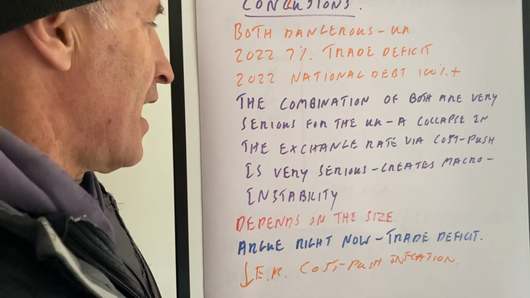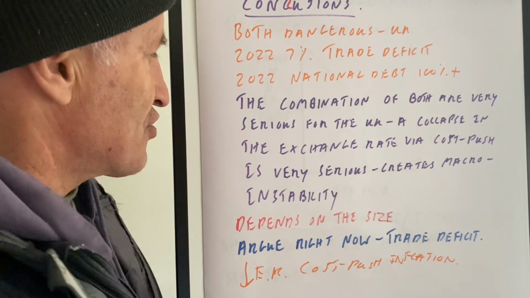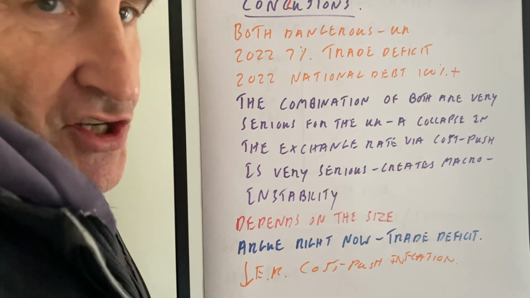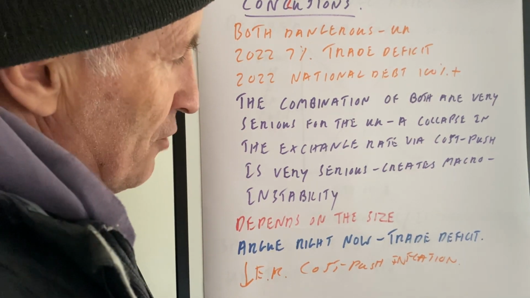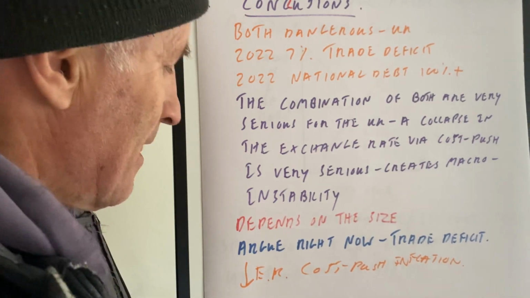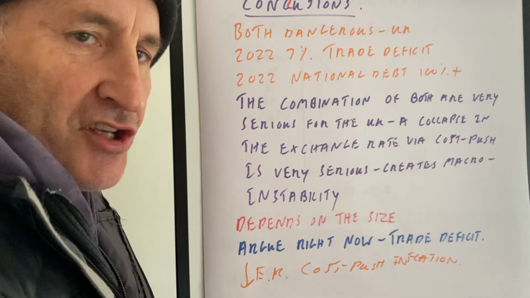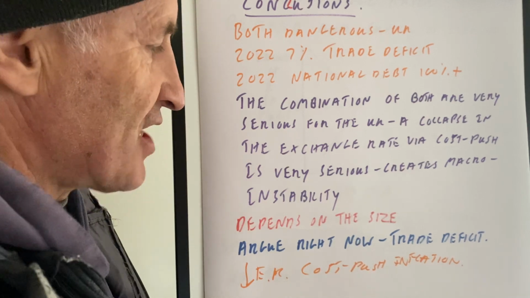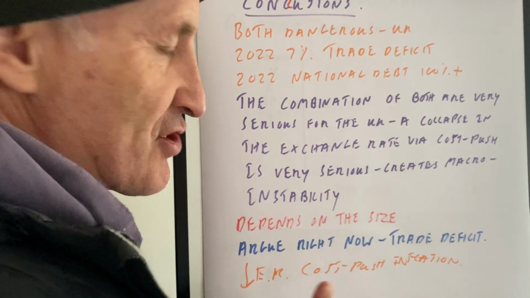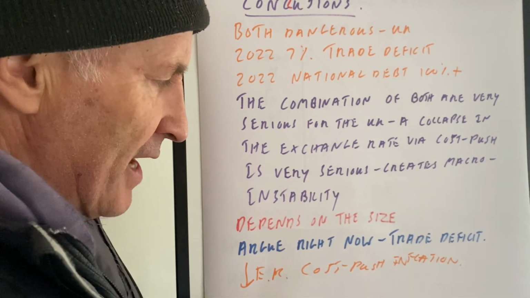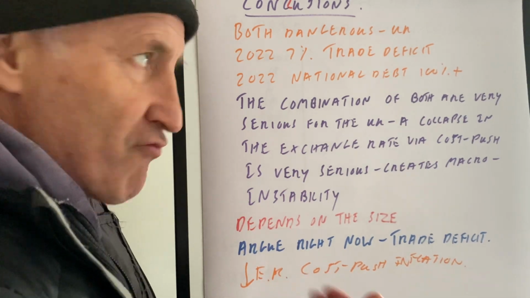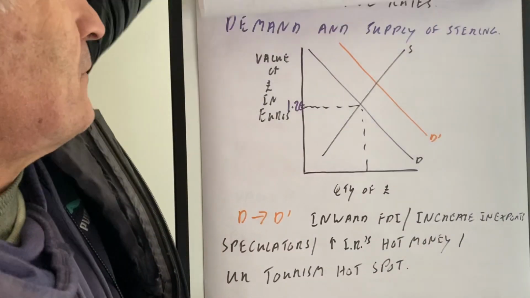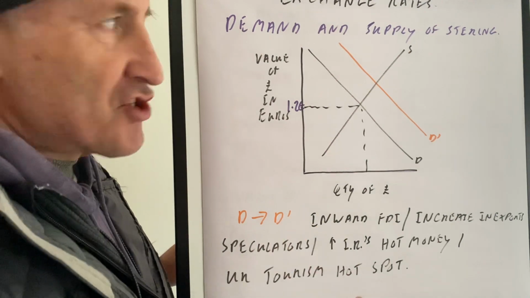This is really, really high, but we've also got high levels of national debt. A combination of both is not particularly good, which creates more macro instability. It really depends upon the size of the trade deficit and the budget deficit. And I would say right now, the trade deficit is getting very, very high and is at a rising level. Okay, so we're now doing exchange rates.